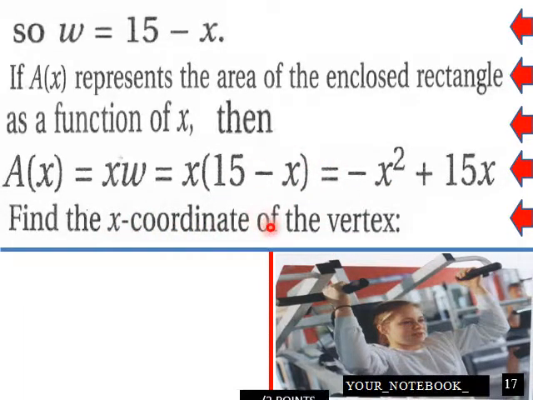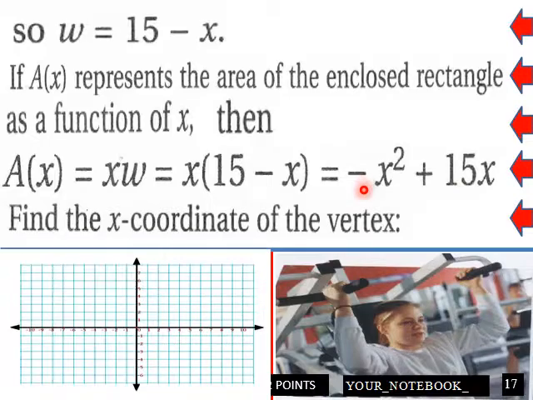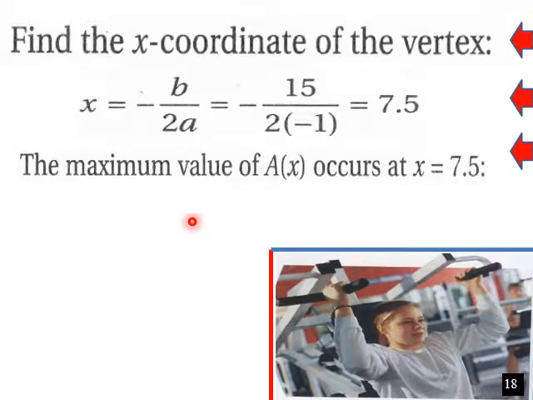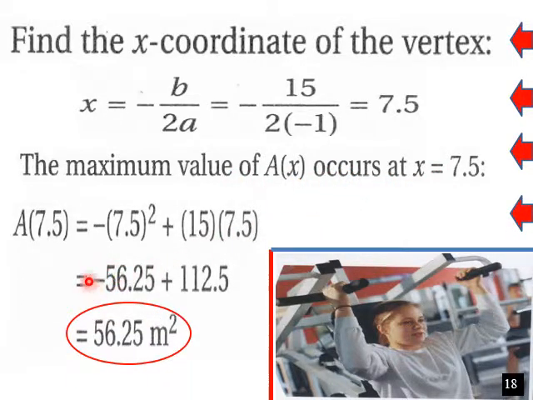Find the x coordinate of the vertex. So we have our b and we have our a here. Finding the x coordinate of the vertex, negative b over 2a, b is 15, the negative of 15 over 2 times negative 1. The max value of A of x occurs at x equals 7.5. So if we plug that back into the original, we'll get 56.25 square meters. That would be the maximum area that she can enclose with 30 meters of fencing.